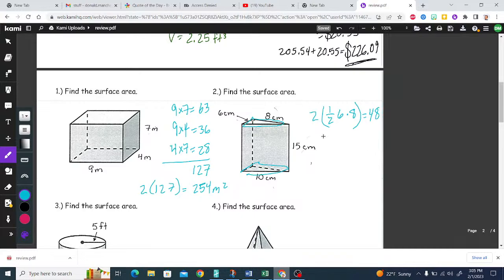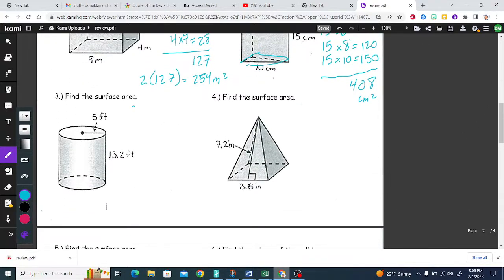Then we have the height of this is 15, and so we'll multiply 15 by 6 to represent one rectangle, by 8 to represent another rectangle, and by 10 to represent the last rectangle. 15 times 6 is 90, 15 times 8 is 120, and 15 times 10 is 150. So we add all these together, 48 plus 90 plus 120 plus 150, that gives me 408, and that's centimeters squared.